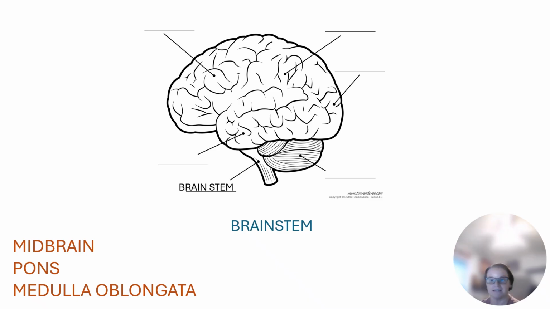There are three parts to the brainstem. There are the midbrain, and your midbrain involves your vision, your hearing, and your motor control. Next, the pons, which sends and receives signals between the cerebrum and cerebellum. And the medulla oblongata controls autonomic functions like heartbeat and breathing.